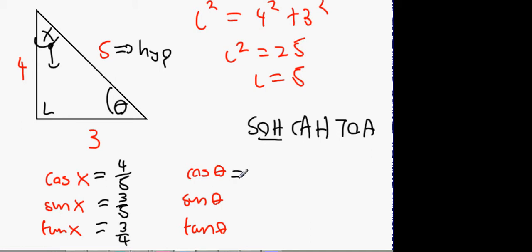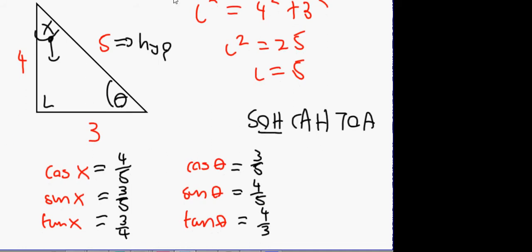Next thing. What's cos theta? Adjacent over hypotenuse. Cos theta is 3 over 5. Sin theta? 4 over 5. Tan theta? 4 over 3. Stop there. Now guys, I'm going to find out the angles. How do I find out angle x and angle theta? I'm going to show you now.